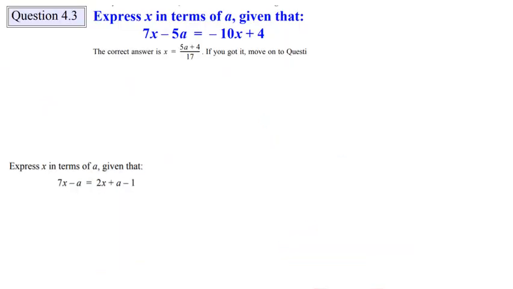Okay, so the next lesson is called a literal equation, because you're going to solve for a variable, but your answer is also going to have other variables in it, so that's why it's called a literal equation. And this expression, express x in terms of a, means solve for x. So in terms of a just means that there are two variables, one x and an a.